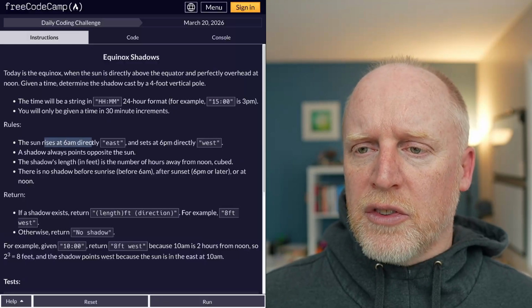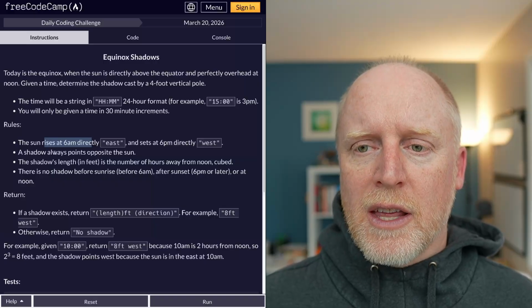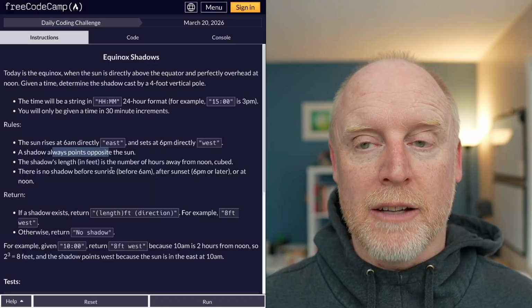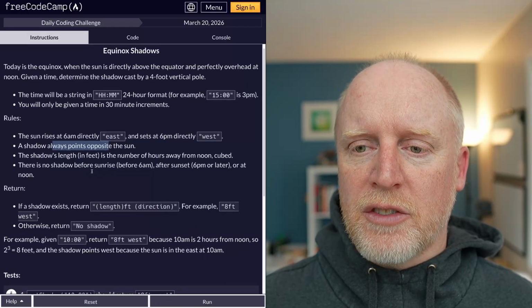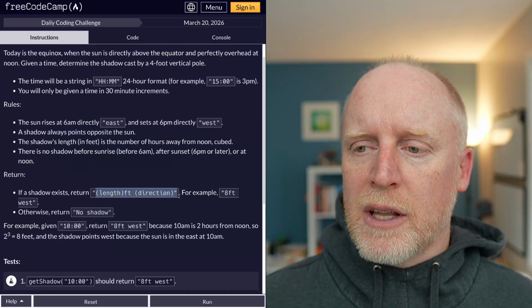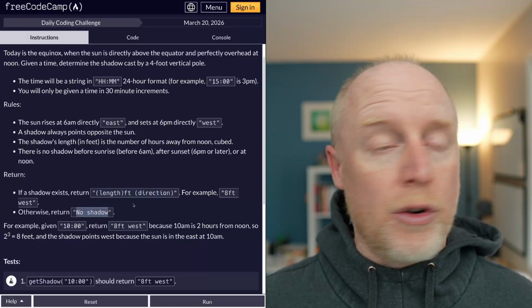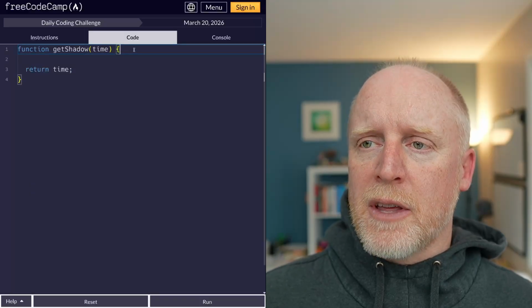So sun rises in the east at 6 a.m., sets at 6 p.m. in the west. Shadow is always opposite the sun. I mean, that hopefully makes sense, right? A little bit of common sense stuff. And we return a string, or if there is no shadow, we return no shadow. So a few moving parts. We're going to get this done right now.